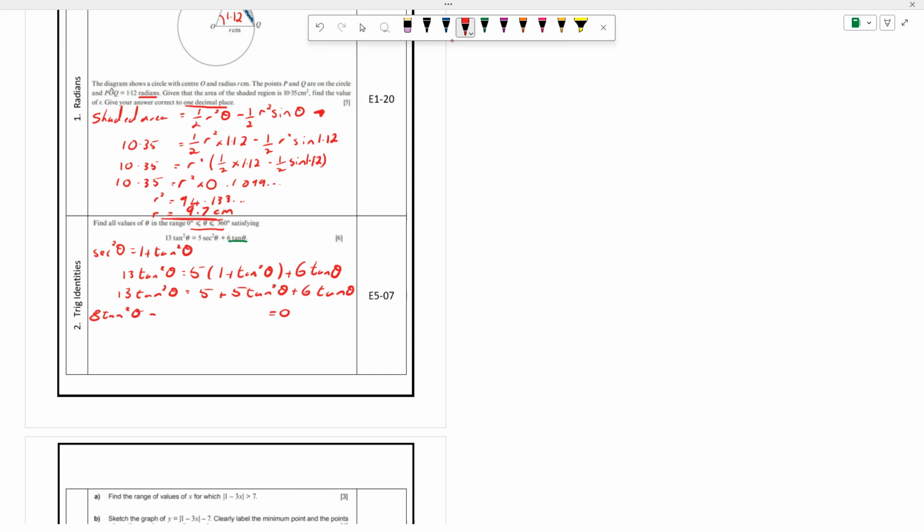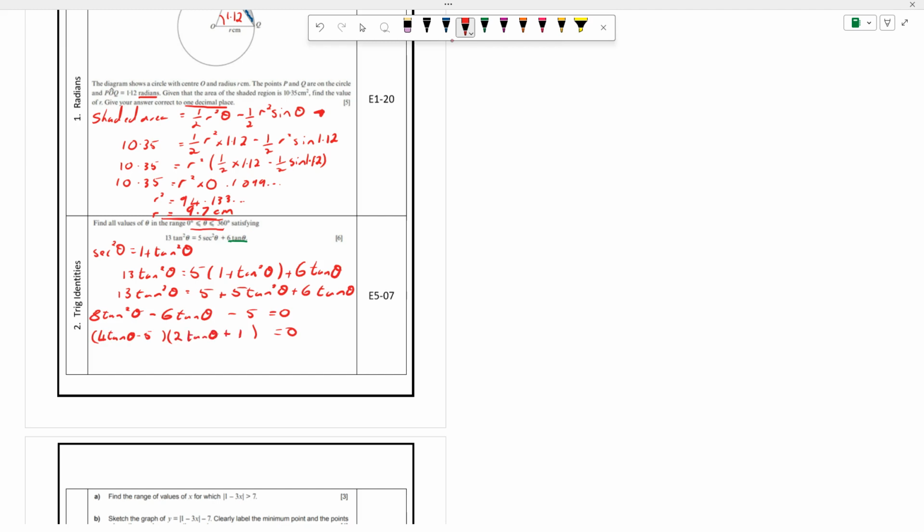Plus 6 tan can become minus 6 tan over here, and then plus 5 can become minus 5 over here. Now I've just got a normal quadratic that I need to factorize at this point. You would have done loads of these last year. It works out in the same kind of way. The first bracket would be 2 tan theta minus 5, and the second one would be 2 tan theta plus 1.